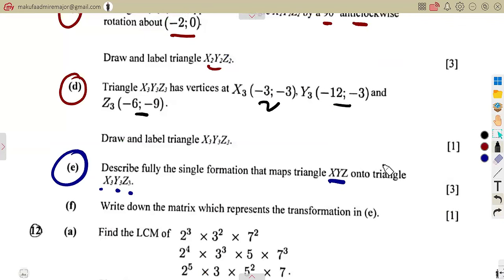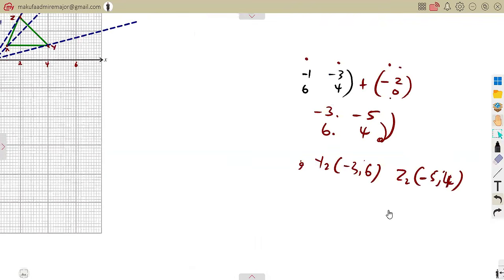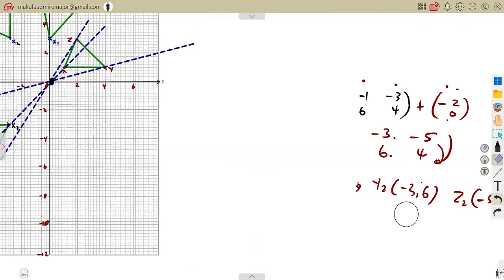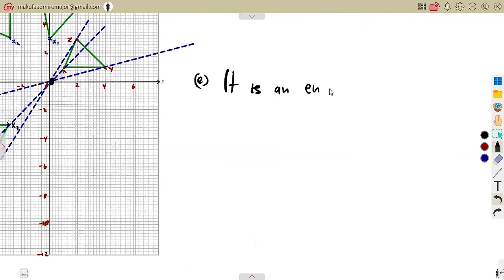All right, so that's our aim. We're going to describe it as an enlargement. That is the major part, because they asked to describe fully what you are given there. So now you can describe it as an enlargement. That is our aim. So it is an enlargement.